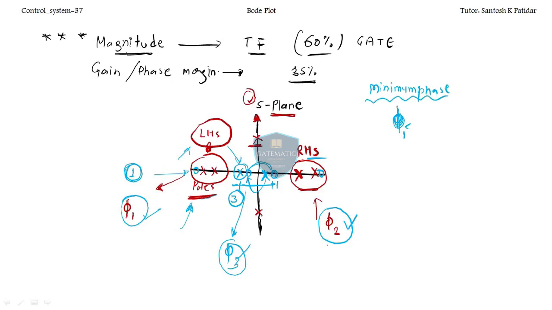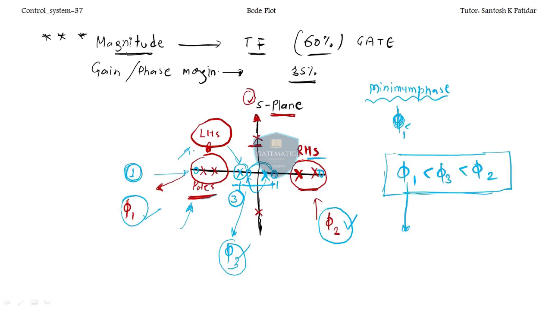Okay, when you see the relation between all these three, what you will get is phi 1, then phi 3, then phi 2. This will be the relation for sure. You can check it. So if your system belongs to this category, meaning all poles and zeros are in the LHS of the S-plane, it will be a minimum phase system. It will be minimum phase for sure.